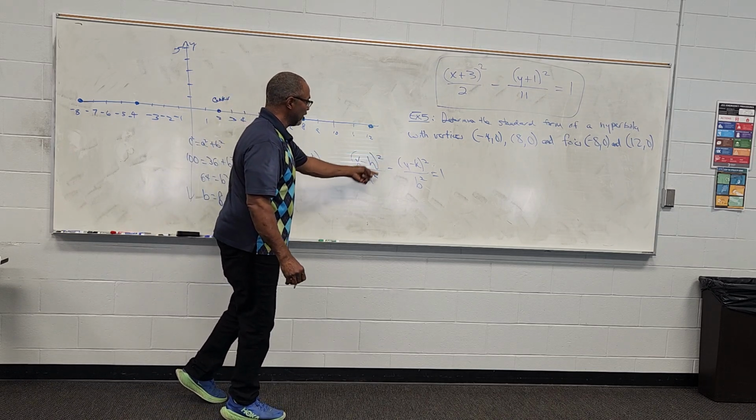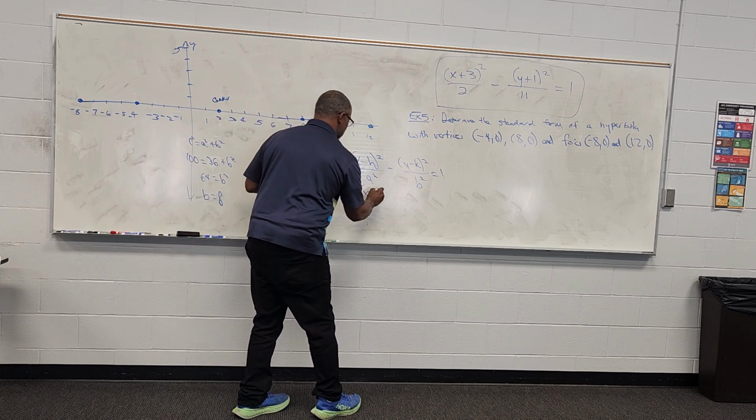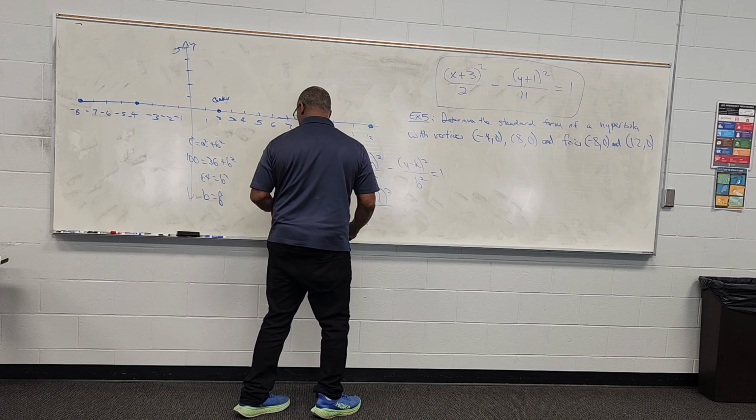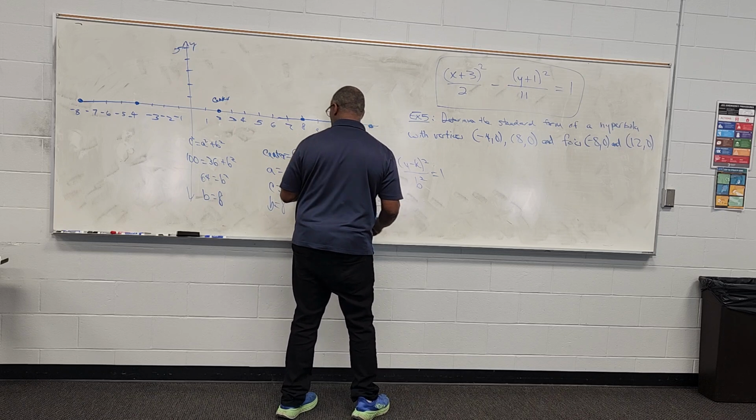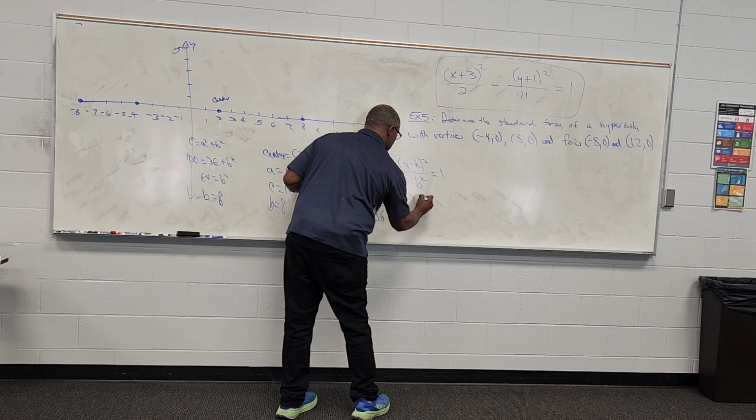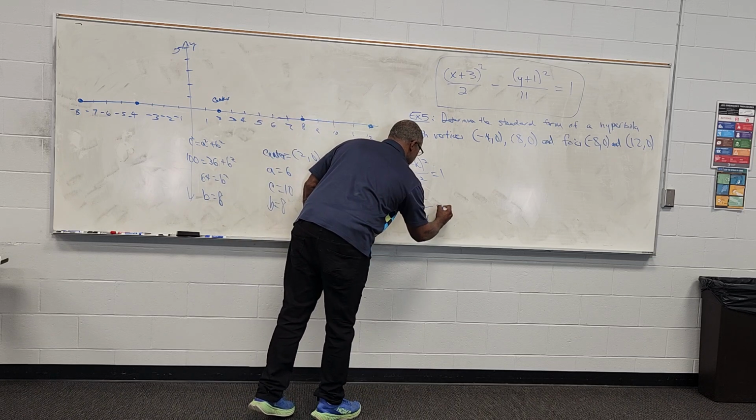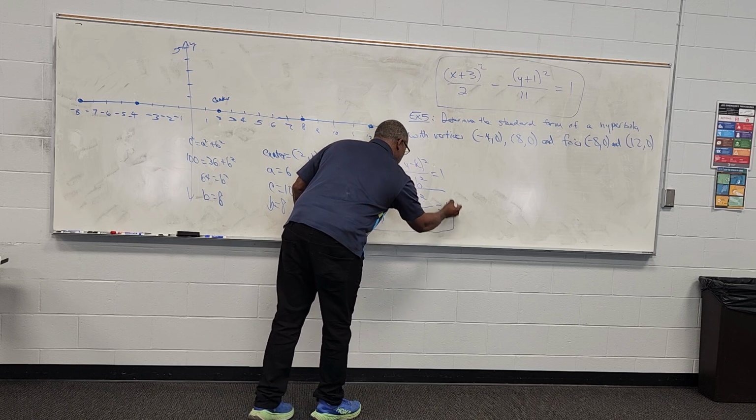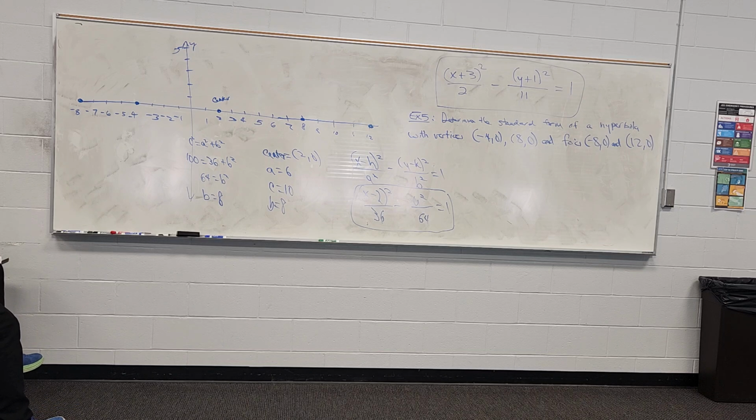So now all I've got to do is plug h, k, and b into that formula, and I'll have my equation. So (x minus h) squared would be (x minus 2) squared over a squared. a is 6, so a squared is 36, minus (y minus k) squared. k is 0, so that's just y squared, over b squared, but b is 8, so that's 64. So there is the equation of my hyperbola, okay? (x minus 2) squared over 36 minus y squared over 64 equals 1.